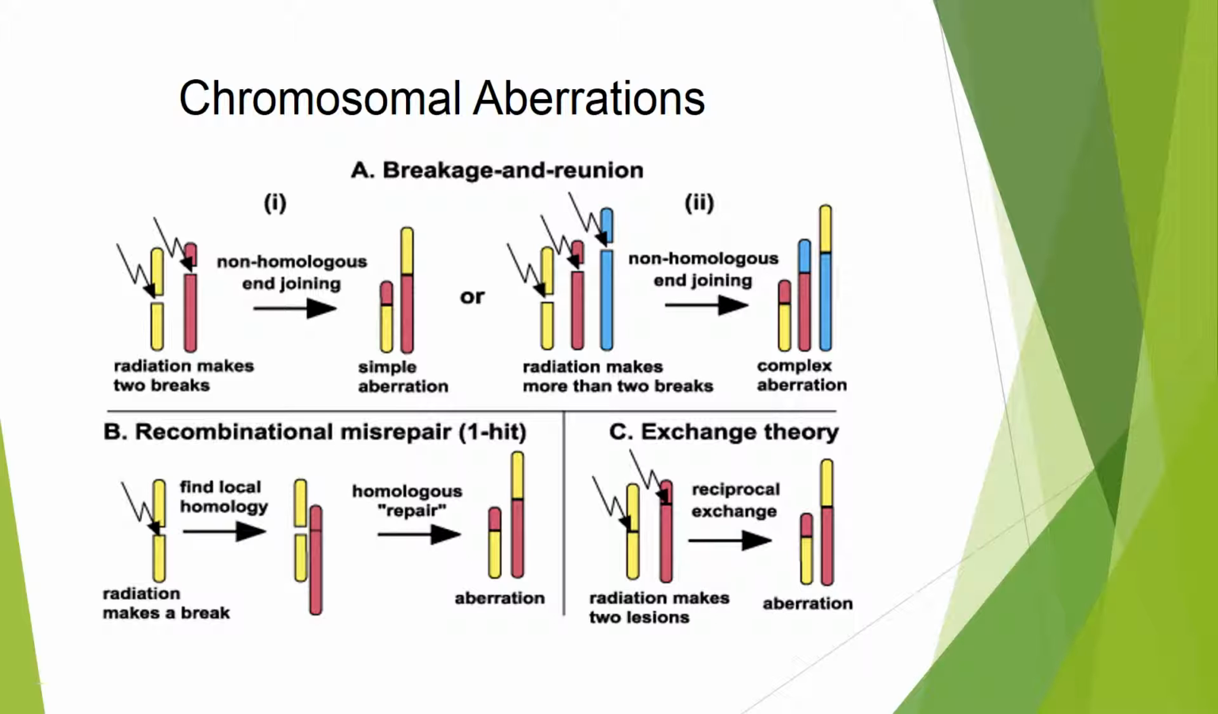The third example would be recombinational misrepair by the DNA repair mechanism. So there's radiation which makes a break in the chromosome. The DNA repair mechanism tries to fix the mistake, but actually makes a mistake in trying to fix the mistake, so we have an aberration in the chromosome. And lastly, the exchange theory, where radiation makes 2 lesions in the chromosome and reciprocal exchange occurs. Of course, this is also an aberration.